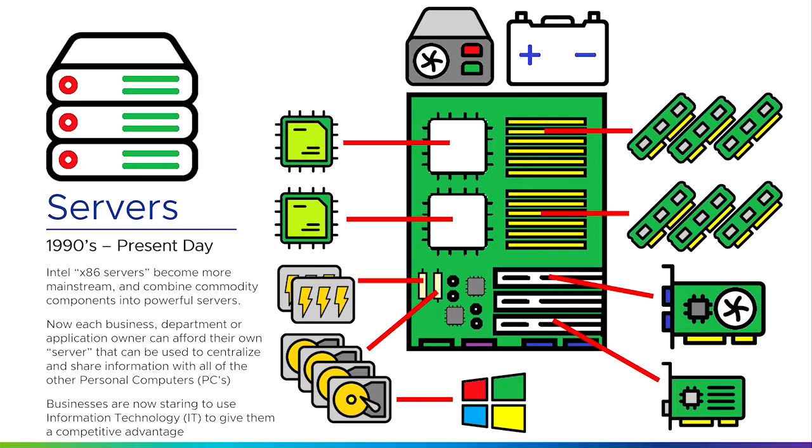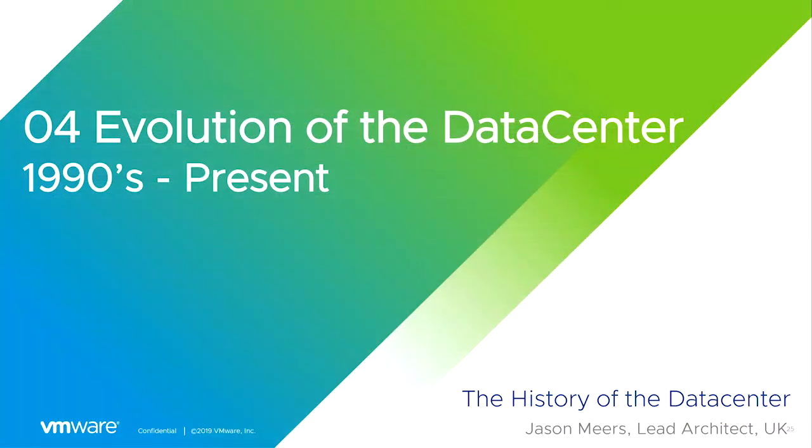So at this point, businesses are now starting to use computers and servers and information technology to give themselves a competitive advantage. And the next section we'll move on to is section 4, evolution of the data center, where we'll talk about what happened from the 1990s to the present.